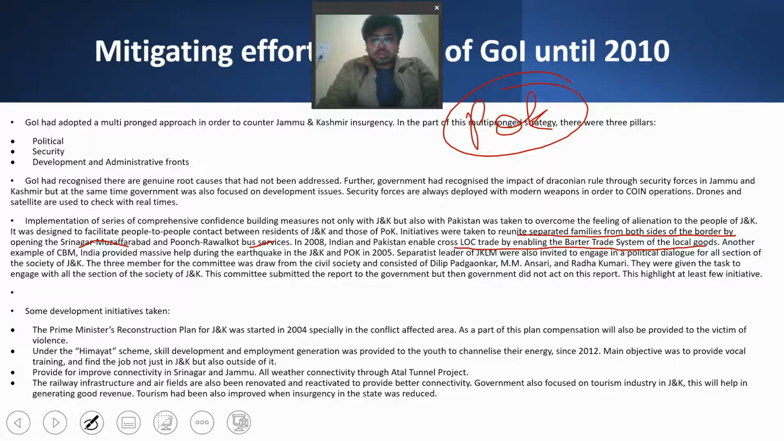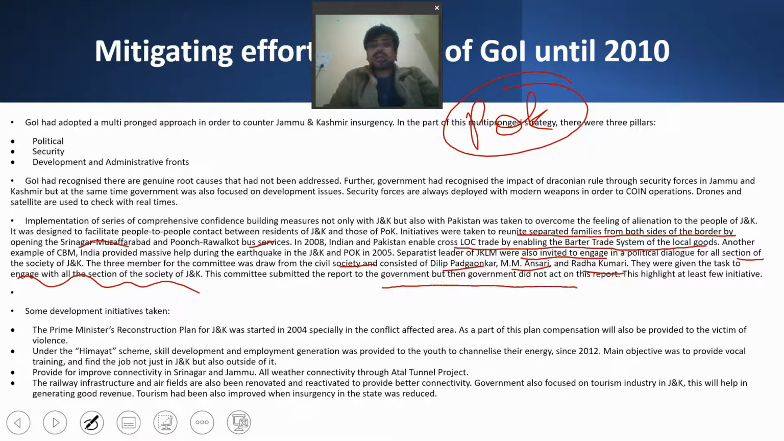Okay, so separatist leaders of Jammu and Kashmir were also invited to engage in a political dialogue with all the sections of society in Jammu and Kashmir. A three member committee was drawn from civil society and consisted of Dilip Padgaonkar, Ansari and Radha Kumar, and they were given the task to engage with all the sections of society of Jammu and Kashmir. Even they tried to come in contact with Pakistan occupied Kashmir as well. This committee submitted the report to the government, but the government did not take any action on that, and this highlighted a few initiatives.